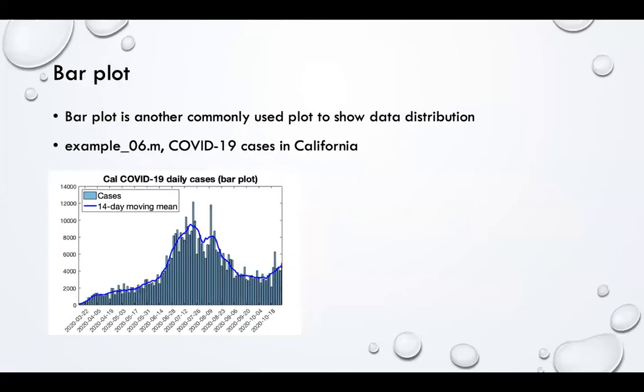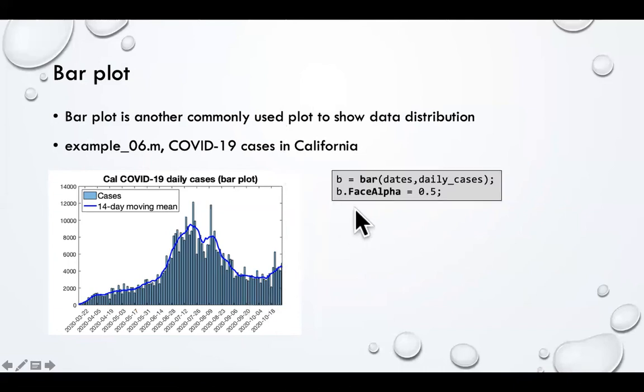Okay, the third plot we use to show the distribution of the data would be the bar plot, like what you see over here, the COVID-19 cases in California. For this kind of information, what you need to do is just use the command bar, and you show it here. I show the daily cases because in the script you can see I do some pre-processing to deal with the data. So I just show the date, which you see on the x-axis, and show the data.